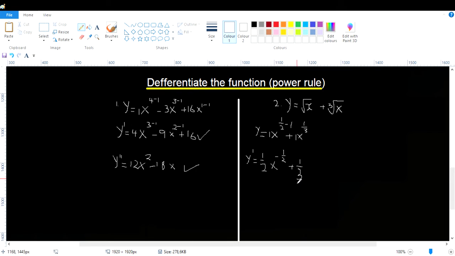It's 1 over 3 minus 1. Answer is minus 2 over 3. So this one is the first derivative. Let's find the second derivative.